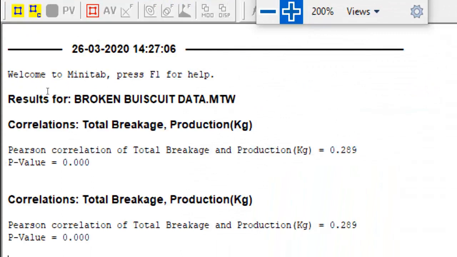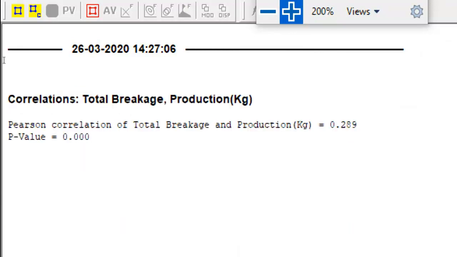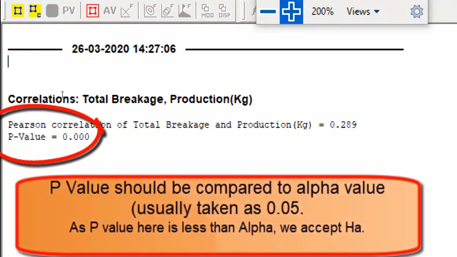Outcome that you see right now. Yes, sir. You guys can see my screen. It is saying Pearson correlation of total breakage and production is 0.289. P-value is 0.00. So when you are looking at the correlation test, the first thing that you should start with will be the p-value. P-value here is less than my alpha value, less than 0.05. Hence, alternate hypothesis is correct.